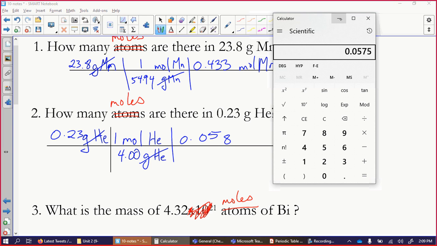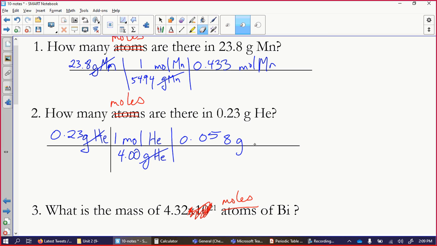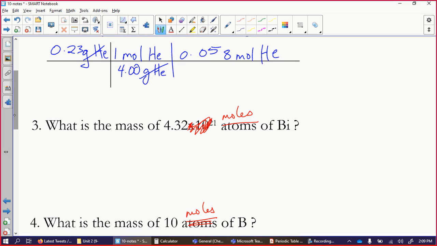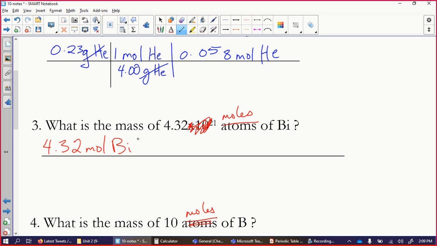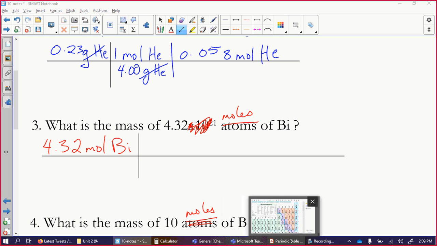0.058. Those are kind of, oh, that would be moles of helium. So this hopefully is fairly straightforward. Oh, bismuth, 4.32 moles of bismuth, which is an element way down on the bottom of your periodic table. But I would put money that all or most of you have taken bismuth at some point in your life.